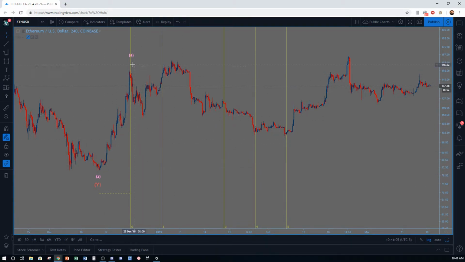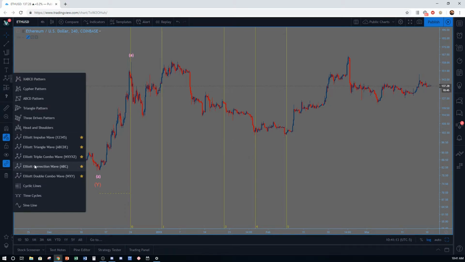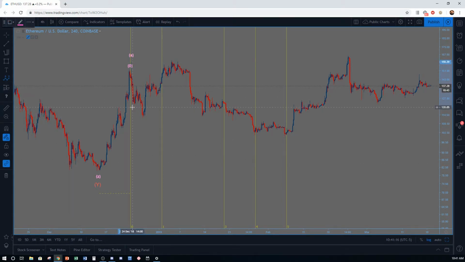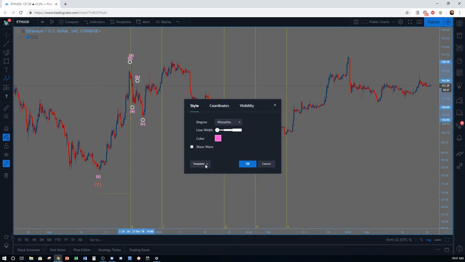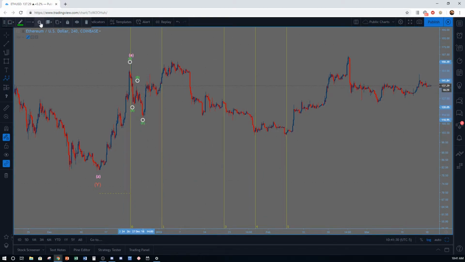So, for me, this first move down was 3 waves, correct? I think that's clear. A, B, C. We'll go ahead and label it. Obviously, it's a lower degree than this. So let's take that down to a, I'm going to go down to a 2, actually. Should probably do 3.